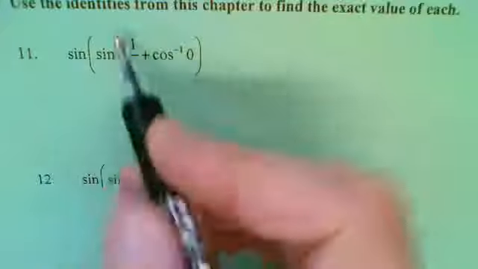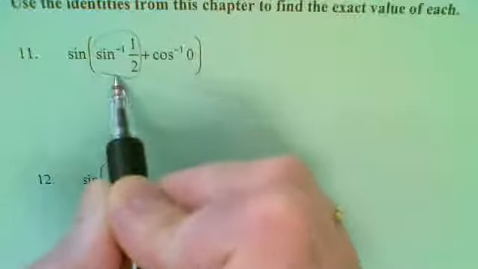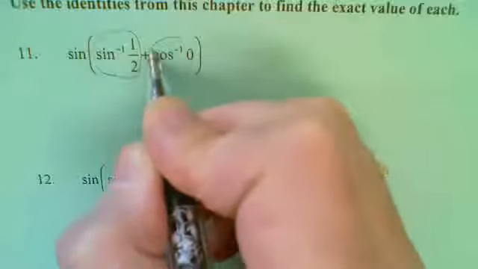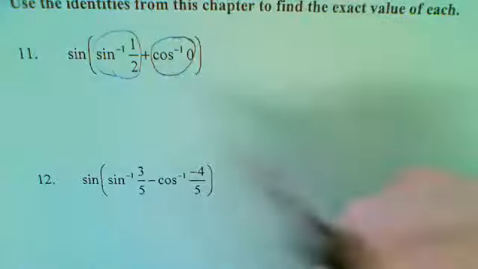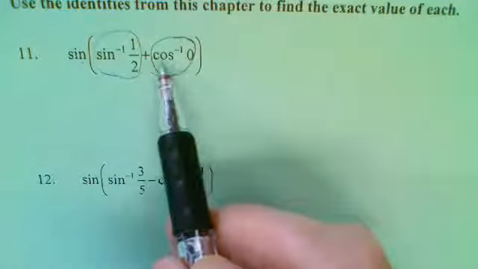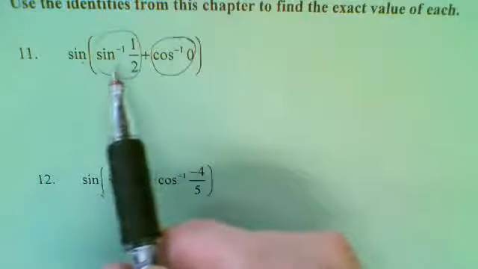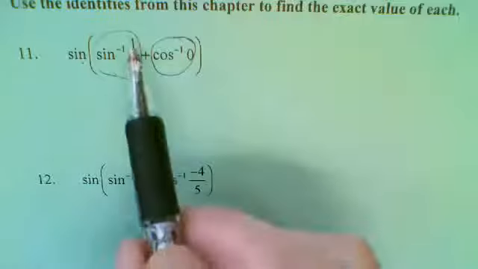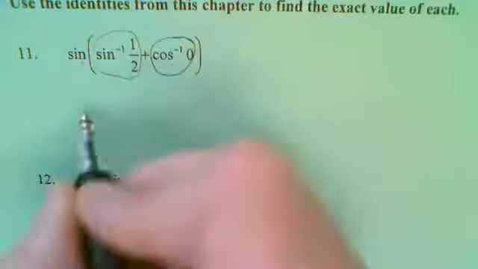Number 11 has the sine of inverse sine of 1/2, so that's one angle, plus the inverse cosine of 0, which is a different angle. So I really have the sine of one angle plus another one. Now you do have a formula for the sine of alpha plus beta, but I'm going to do this one a little differently, because it works. It won't work on the next ones, but here I do know the inverse sine of 1/2.